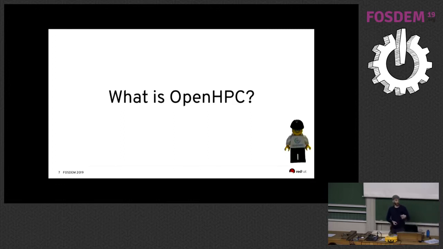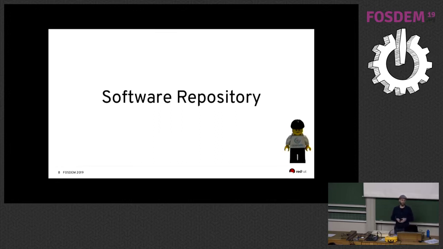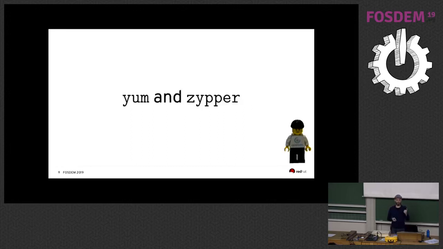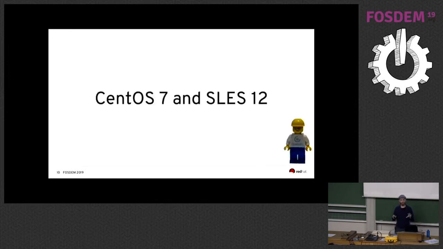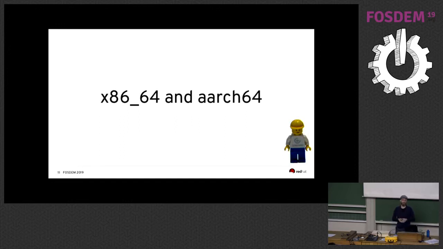So, what is OpenHPC? When I first looked at OpenHPC, I saw it's a software repository. You can download RPMs, and you can download them through YUM and zypper. So this already kind of means it's for CentOS 7 and SLES 12. Those are the two platforms OpenHPC currently supports. And it supports the architectures x86_64 and ARM64. This is sort of the first thing you see when you look at OpenHPC, what it does.